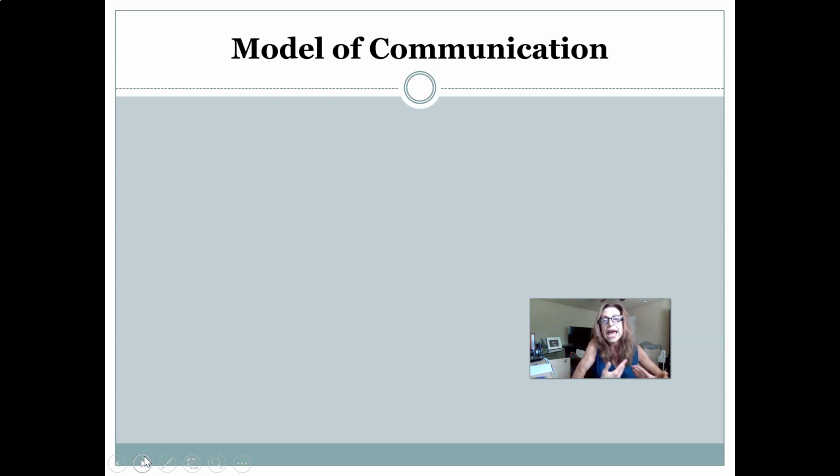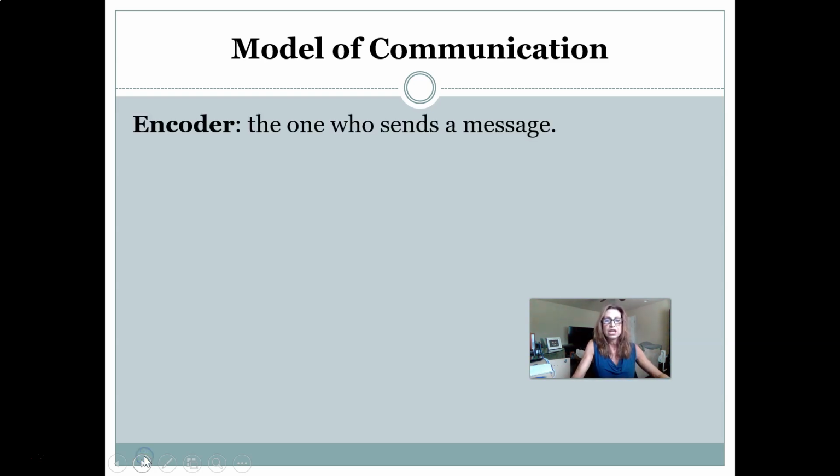So this is what happens when one person is communicating with another person. It's a model of what happens, or the process of communication. Okay, so this is what you want to take notes on, right? On page 21 of your packet if you have it. So we have an encoder. The encoder would be the person who sends a message. So in this class, we're all about the sending of messages.